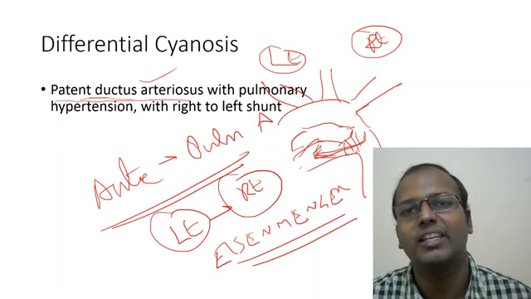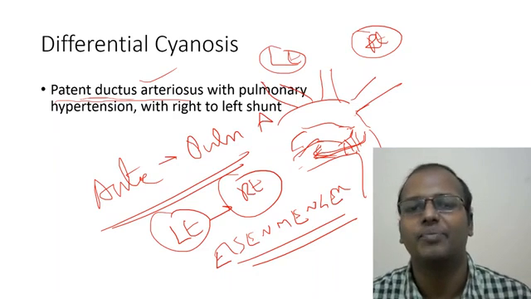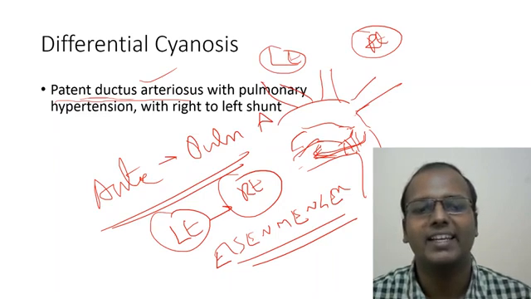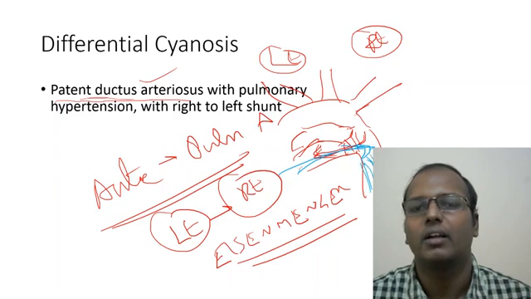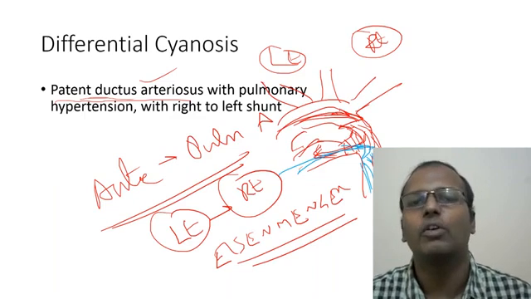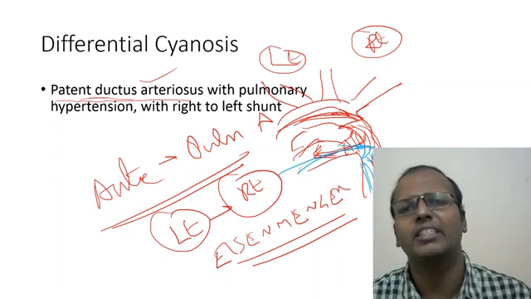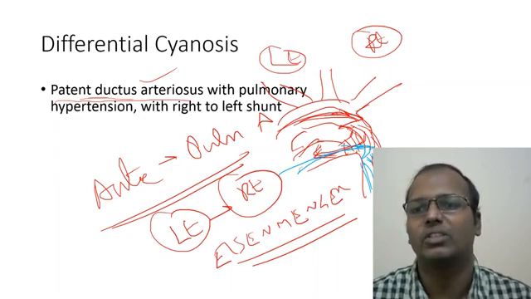Initially, the shunt was from the pure blood of the left side to the impure blood, through the aorta. But later there will be shunting from the right side to the left side. The impure blood goes down. Above, the pure blood is there, but below it merges with the impure blood flowing because of the right to left shunt, so the lower extremities become cyanosed. That is called differential cyanosis. Upper extremities are absolutely normal, whereas lower extremities are cyanosed.